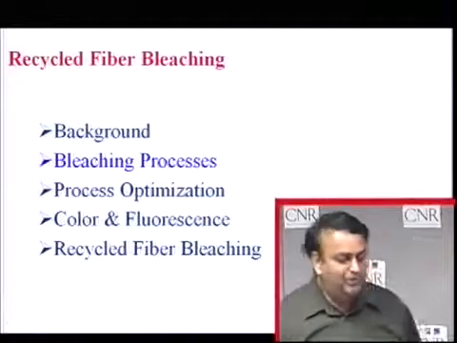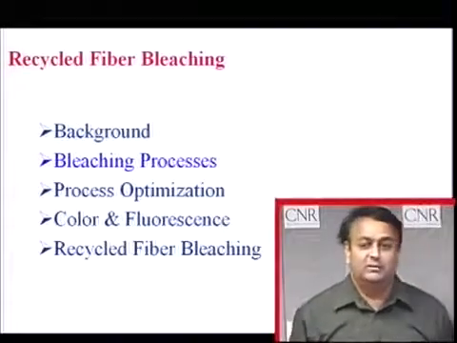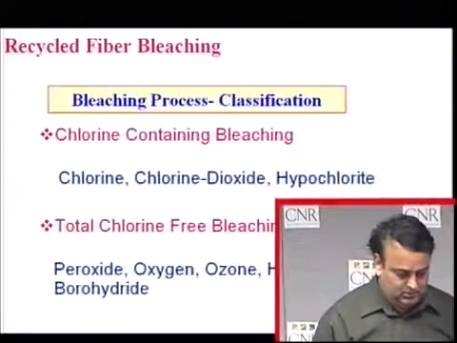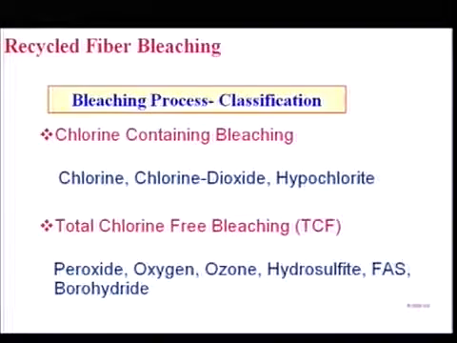Now, let us take a look at bleaching processes and how we classify them. There are two ways you can classify the bleaching process. One way is chlorine containing compounds and chlorine free compounds. Chlorine containing bleaching consists of chlorine, chlorine dioxide and hypochlorite. Chlorine free bleaching is peroxide, oxygen, ozone, hydrosulfite, FAS, formamidine sulfonic acid and sodium borohydride. This is totally chlorine free bleaching.